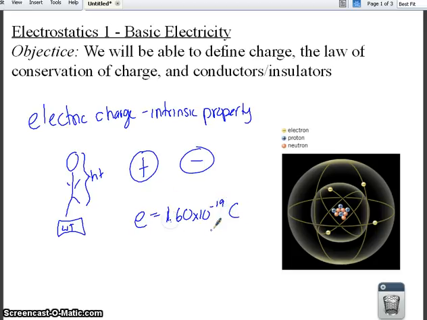Coulomb was the name of the scientist who discovered this. So this is the magnitude of the charge on an electron or a proton. The only difference between this and a proton is being negative or positive. But this is the magnitude of the charge for either a proton or an electron, and we'll get more into that later.